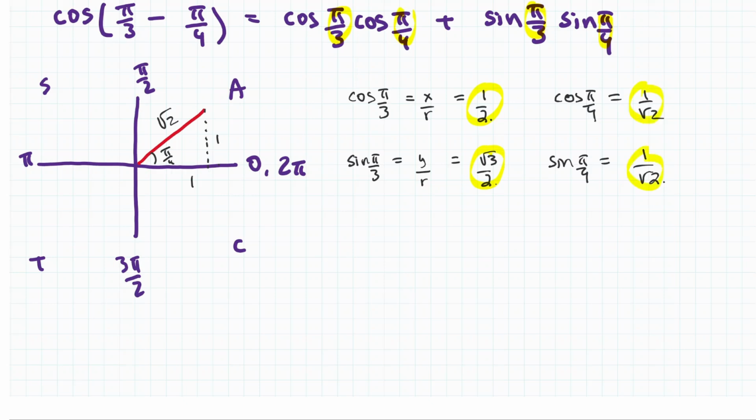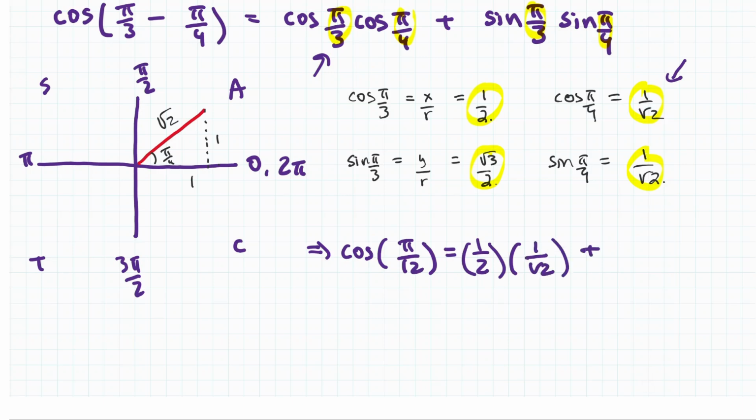So all we have to do as a final step is put it all together. So actually let's do our original one. So we're looking for cos pi over 12, which we rewrote as cos of pi over 3 minus pi over 4. This now equals cos pi over 3, which is 1 over 2, multiplied by cos pi over 4, which is 1 over root 2, and then plus sine pi over 3, which is root 3 over 2, multiplied by sine pi over 4, which is 1 over root 2.